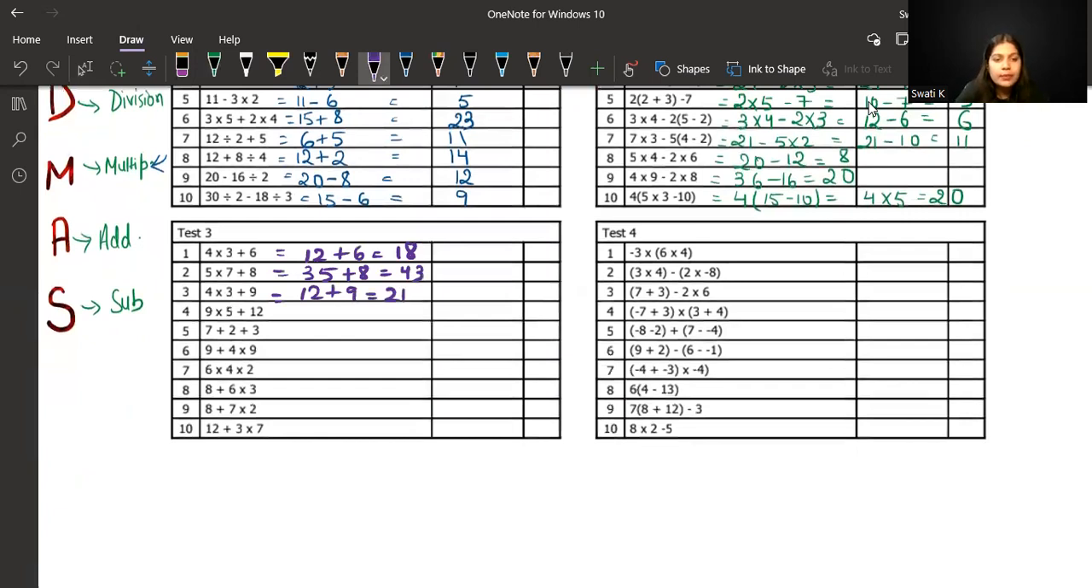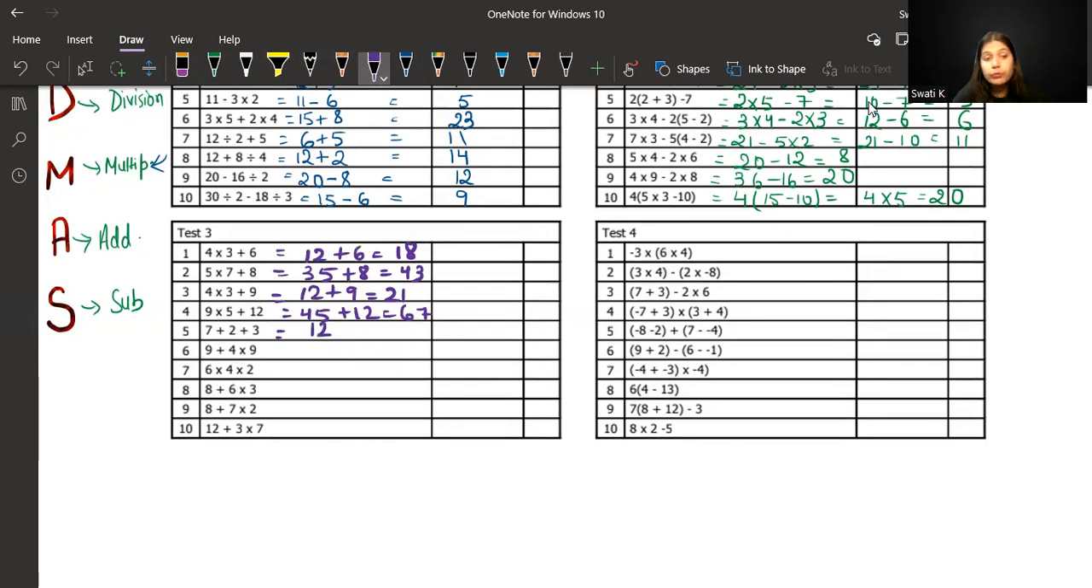Next is 9 times 5, 45. 45 plus 12 is 67. Next is very simple. We just have to add it. So 7 plus 2 plus 3, that is 12, right? It's 12. Yeah, 12. Next is 9 plus 4 times 9.